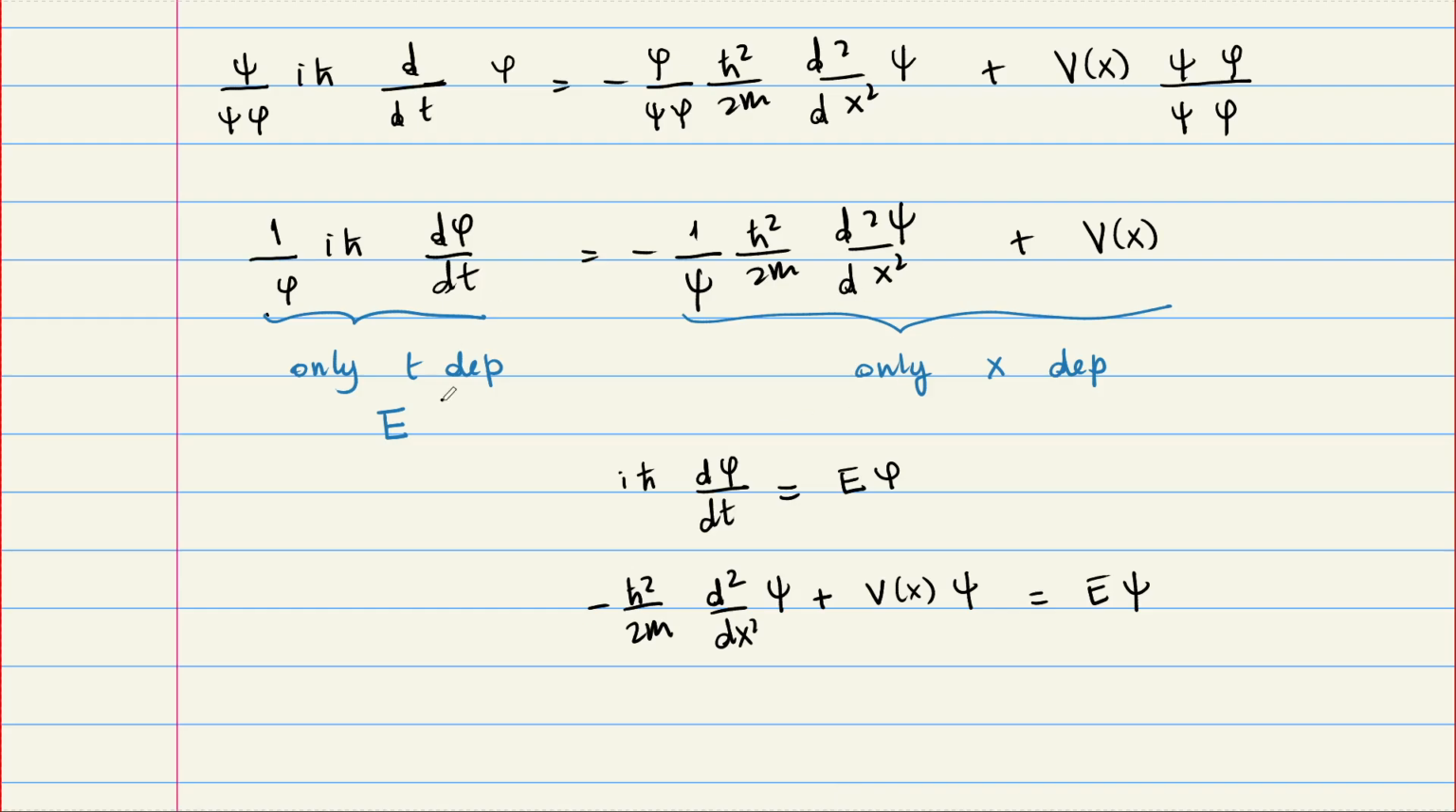So the last part, when we assign constants: we said this part is only t dependent, this part is only x dependent, and they are always equal to each other. This can only happen if each side is a constant. Each side is a constant means it's not dependent on x or t. And this constant, you could call it C, but because we are going to do this a lot and it's going to turn out to be energy, we call it E. And the second one is an important equation here.